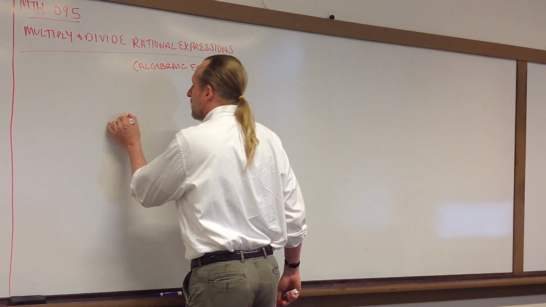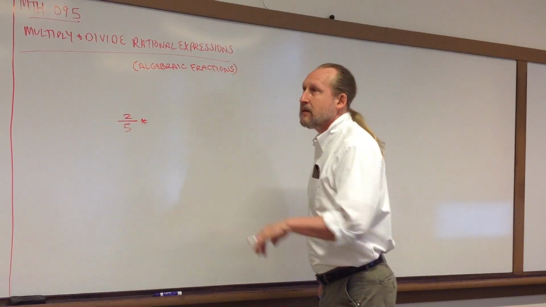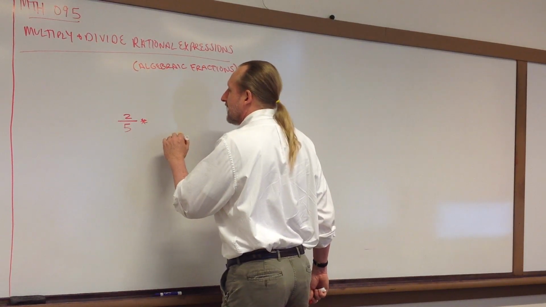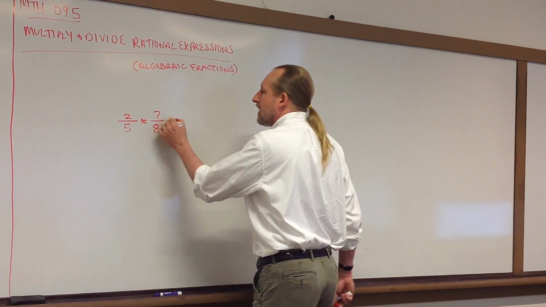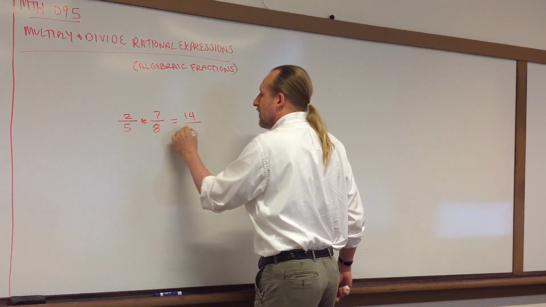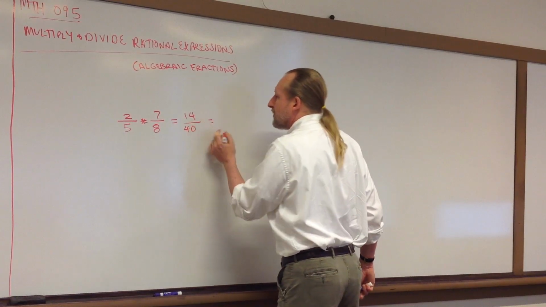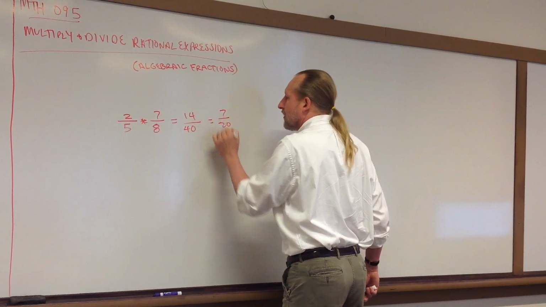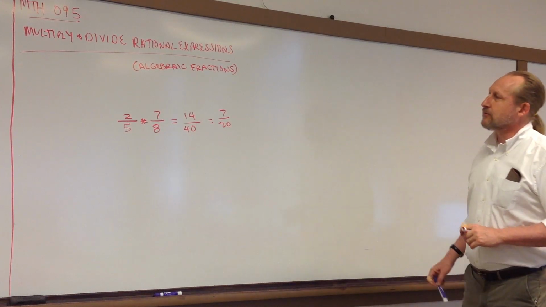If we have something like 2/5 times, let's say, 7/8, okay? Then we multiply straight across the top, get 14, multiply straight across the bottom, we get 40, and then we reduce it, so this would be 7/20, right? We divide both of those by 2 to get 7/20.